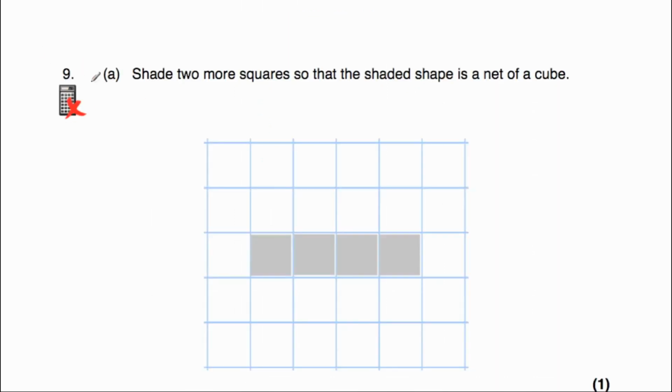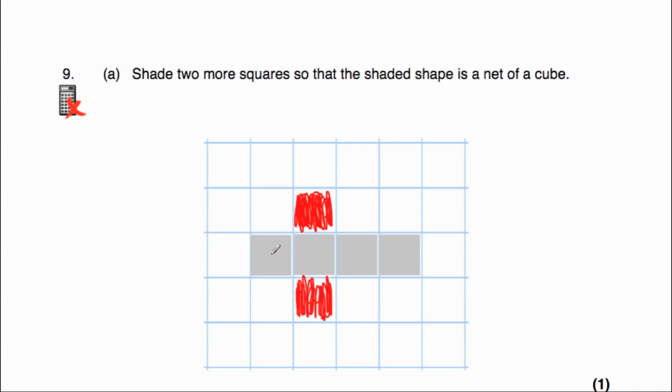Question number 9a says, shade 2 more squares so that the shaded shape is the net of a cube. So we've got 4 squares that are shaded on this grid. Now we need to make a cube, so let's just say this is the base of the cube. Then we've got the left-hand side and the right-hand side. That would be the top. Let's just do the front and the back, so let's shade this one. So that would be the net of a cube.